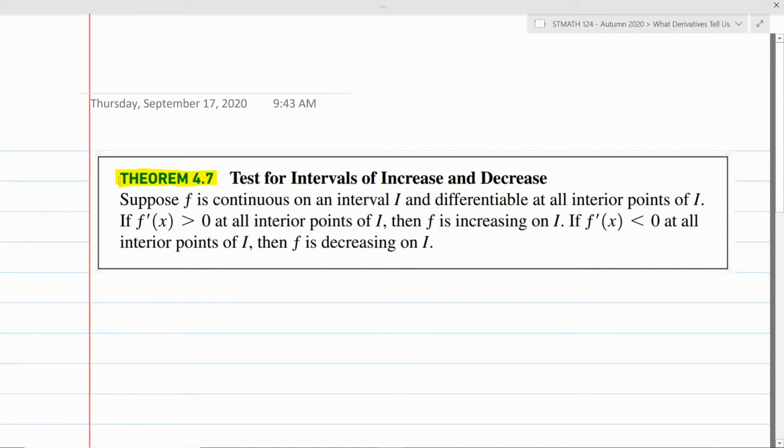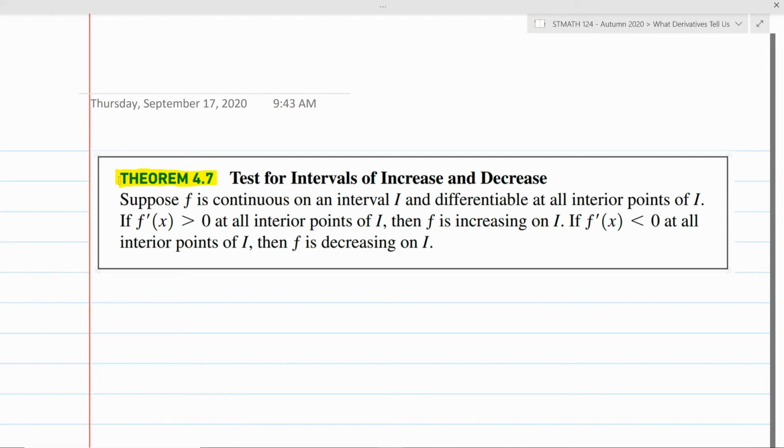Of course, there are some hypotheses that have to be observed. You have to suppose that you have a continuous function on the interval, and it needs to be differentiable on the interior of that interval. So if your function is defined on a closed interval a to b, you need it to be continuous there, but then you need it to be differentiable on the open interval a to b.